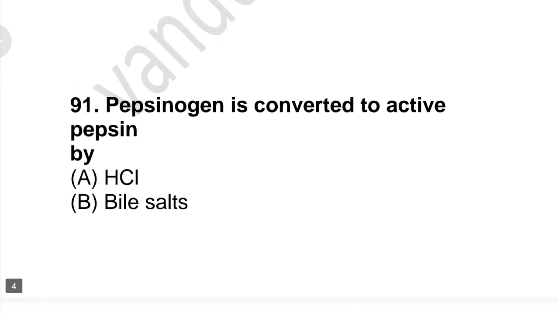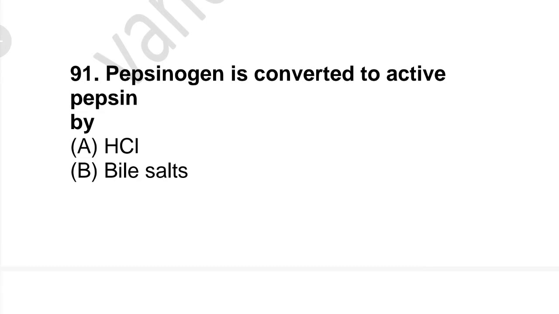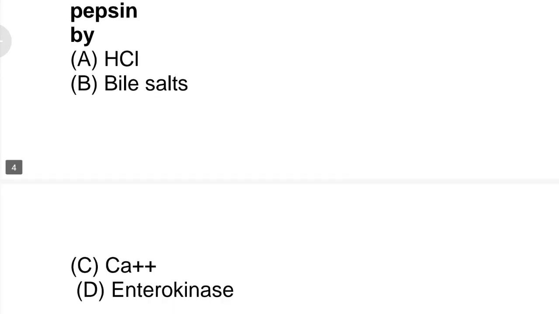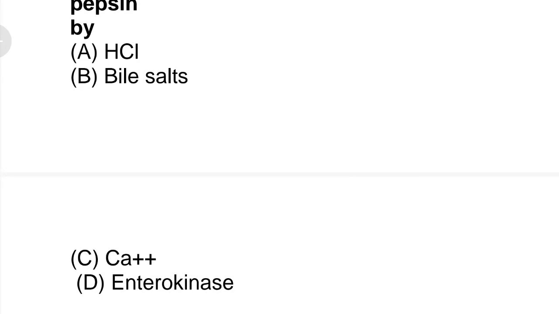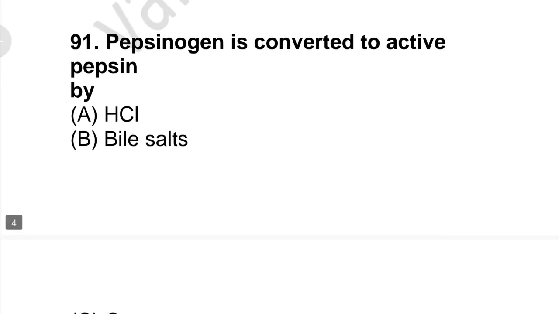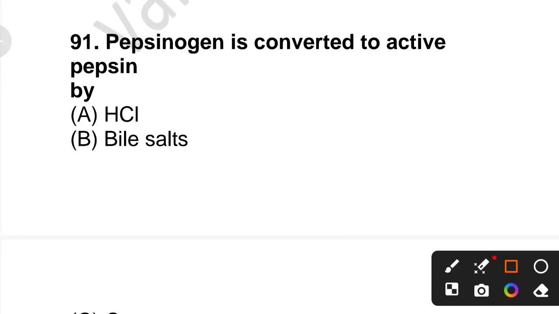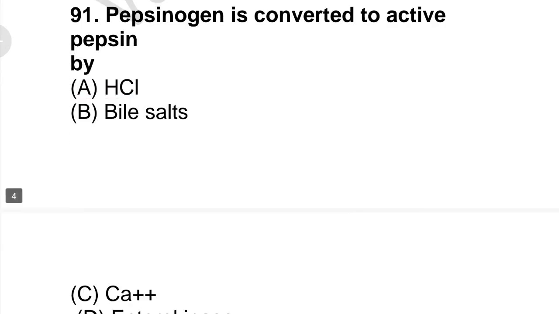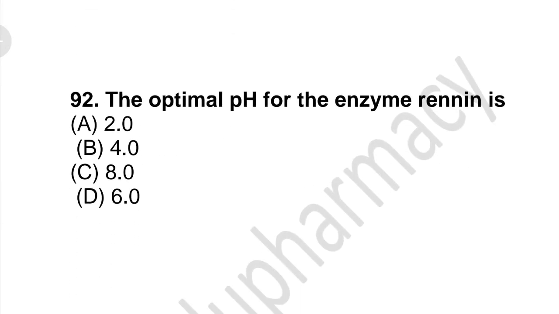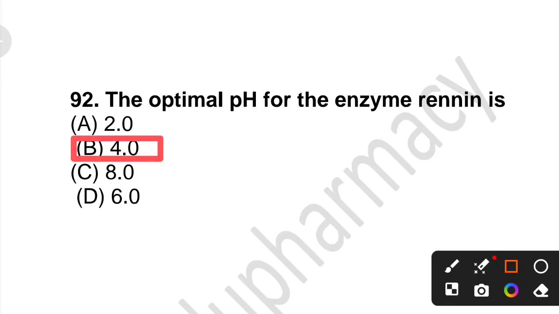Next question. Pepsinogen is converted to active pepsin by option A HCl, option B bile salts, option C calcium, option D enterokinase. Right answer is option A, HCl. Next question. The optimal pH for the enzyme rennin is option A 2.0, option B 4.0, option C 8.0, option D 6.0. Right answer is option B, 4.0.